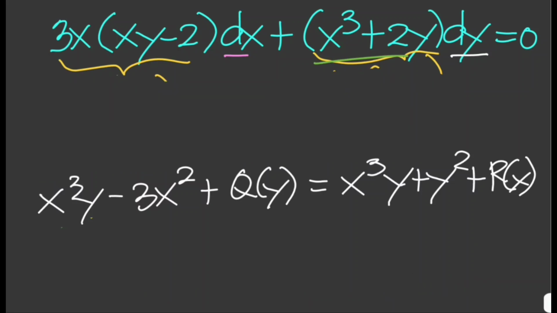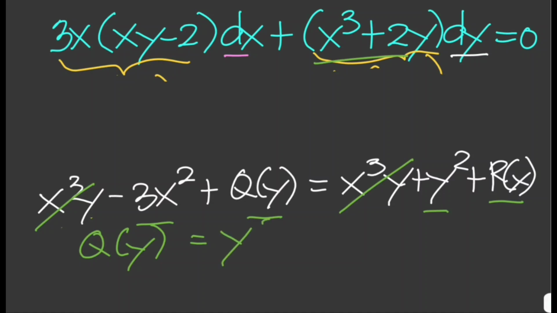Now we already have this. So x cubed y here will cancel out, and then we'll be left with negative 3x squared plus q of y equals y squared plus r of x. By inspection, we can equate q of y with all of the terms in the right side that have y in it. So that would be y squared. And then for r of x, we equate this with all of the terms that have x in it. So this would be equal to negative 3x squared.